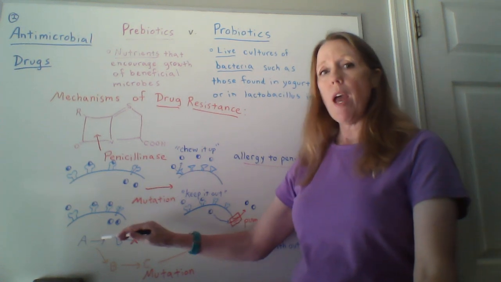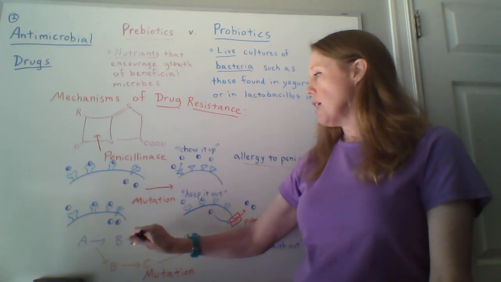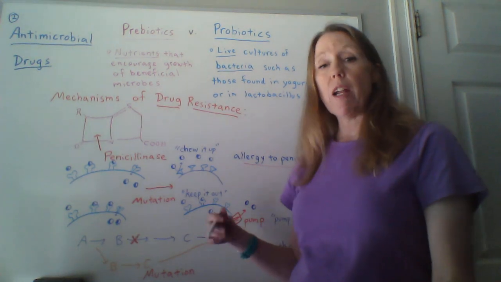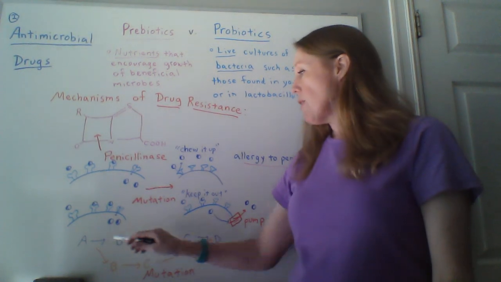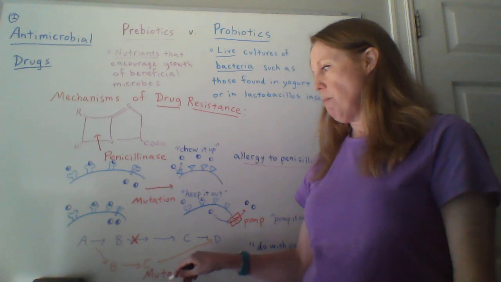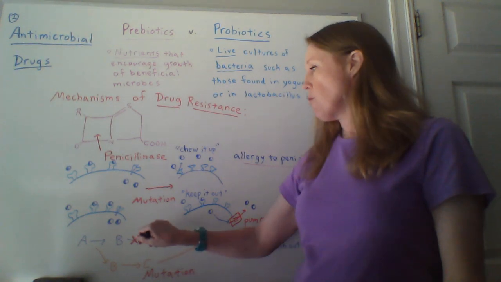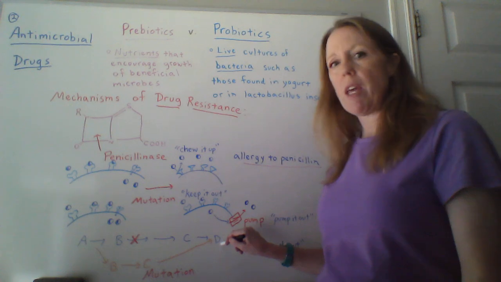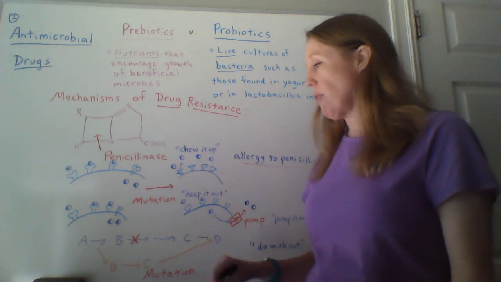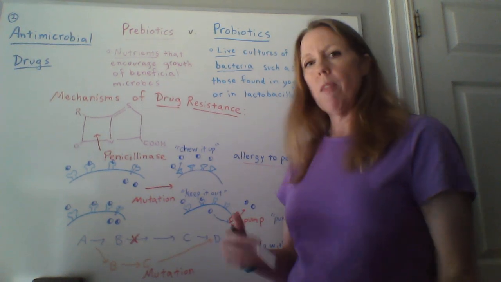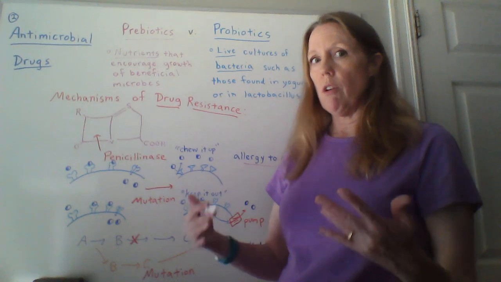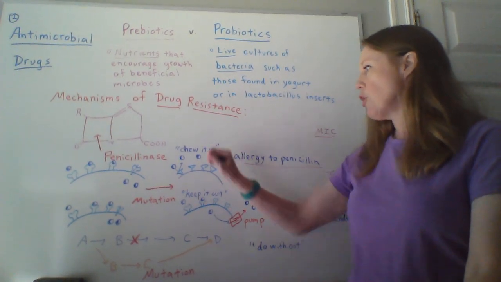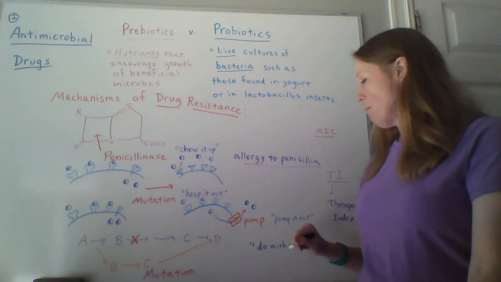And then another way is if the drug is targeting one of the steps in the bacteria's metabolism, they'll just change their metabolism by mutation. So if the drug works right here, they'll have an alternate B, C, and then they'll still make the same product, so it won't bother the microbe, the bacteria usually, or the protozoa, whatever it is. And so that's called do without. So they can chew it up, keep it out, pump it out, do without.